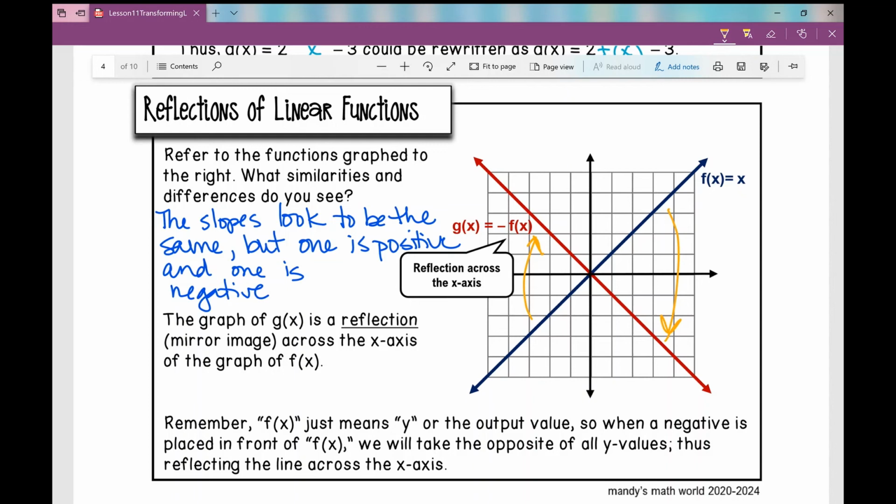So remember, and let's write that here, all y values became opposites. And remember, f of x just means y, or the output value. So when a negative is placed in front of f of x, we will take the opposite of all y values, thus reflecting the line across the x-axis. And now we're going to move on to our last and final task, looking at multiple transformations of linear functions.